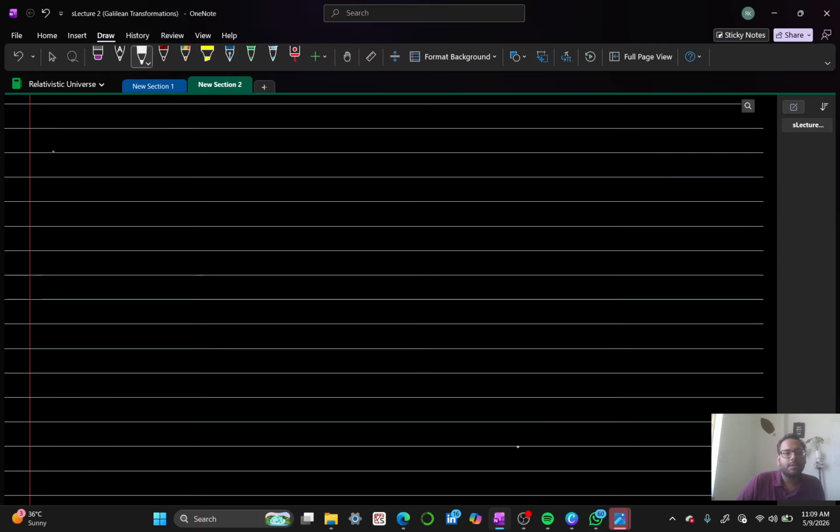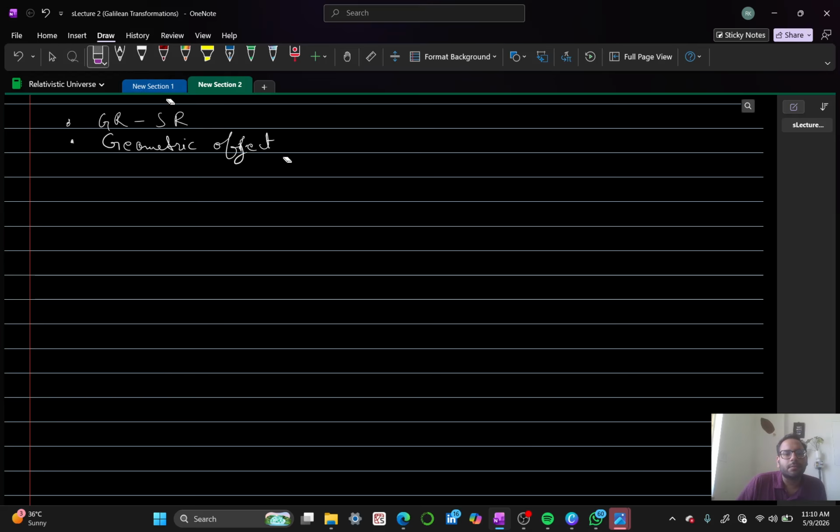Then we distinguished the difference between GR and SR. We made a table and there were some points we will understand throughout the course. Then we defined what a geometric object is.